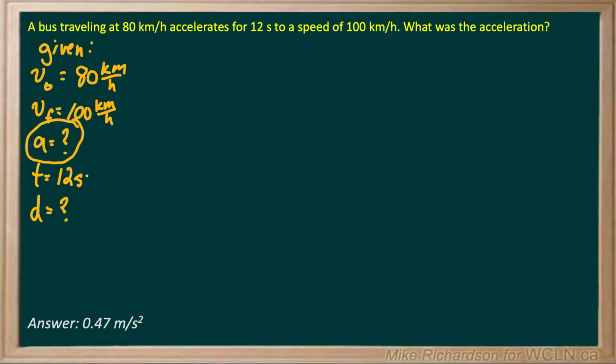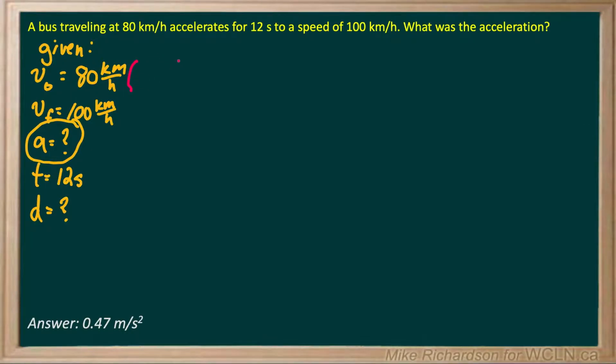Now before I begin, let's check our units. We've got kilometers an hour and seconds. They don't match. So let's convert all of these to the standard unit, which is meters per second. To do that, we have to first maybe get rid of the kilometers.